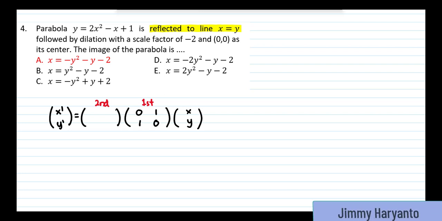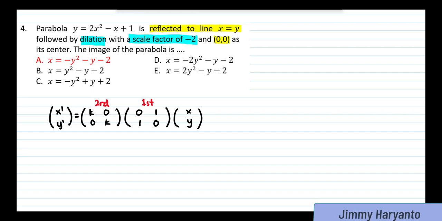And then the second is dilation with a scale factor of -2, and the center is (0, 0). The center will not affect our formula because the center is (0, 0). That means we only have to write down the matrix for dilation. Dilation is k 0 0 k, and we can replace the k with -2 like this.